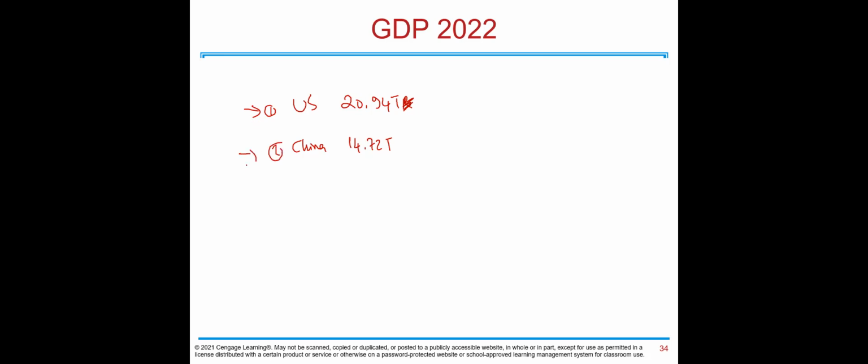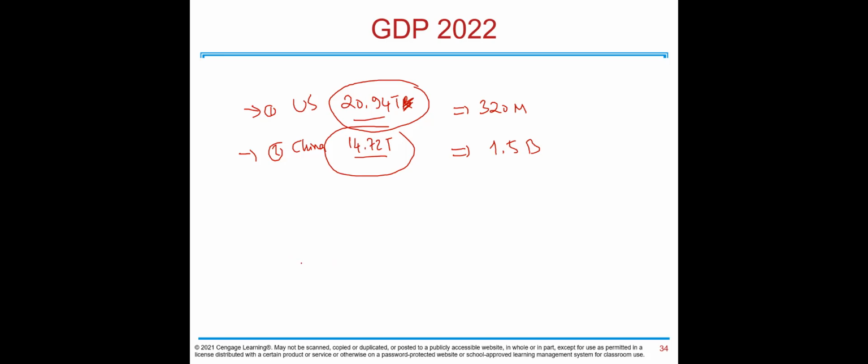But the next question is, do they have similar living standards? Do they enjoy the same income? By looking at just GDP, we cannot make that decision. Why? Because this GDP is produced by 320 million people in the US, but this, if you think about it as an economic pie, a big pie, is produced by 1.5 billion people in China. So in order to make the comparison in terms of living standards, we need to check the GDP per capita.